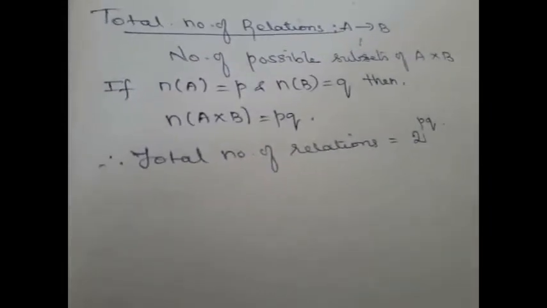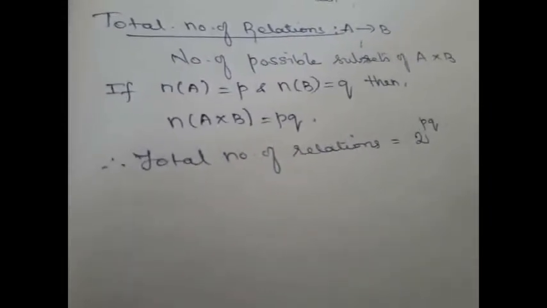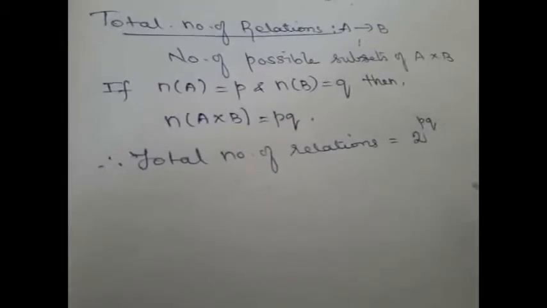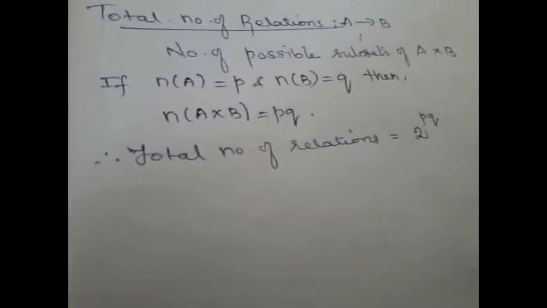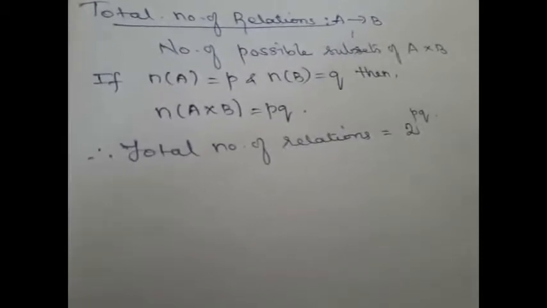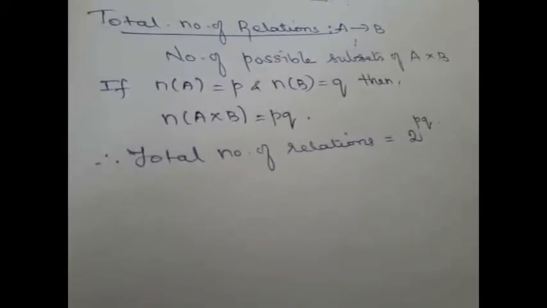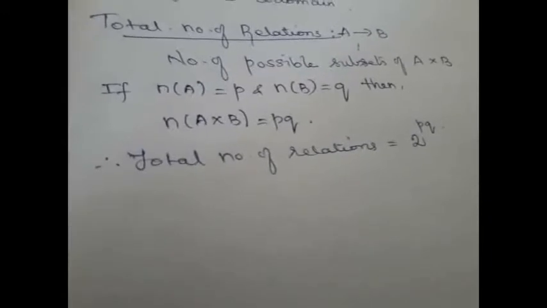I told you relations are nothing but subsets of the Cartesian product. Then immediately a question will arise: how many relations can be defined? How many relations can be defined? It depends on how many subsets we can extract from the set, right?